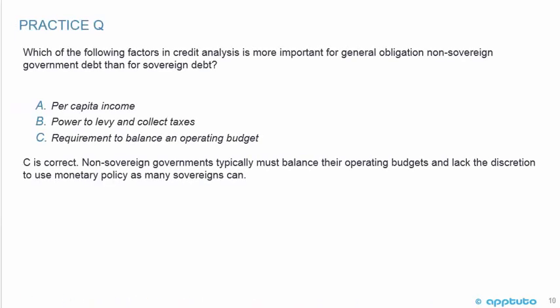Okay, C is correct. Non-sovereign governments typically must balance their operating budgets and lack the discretion to use monetary policy as many sovereigns can. Okay, so power to levy and collect taxes, that's more important for sovereign debt. And the per capita income, again, that's at the country level, more important for the sovereign debt. Correct answer is C. And that's the last slide for this LOS.